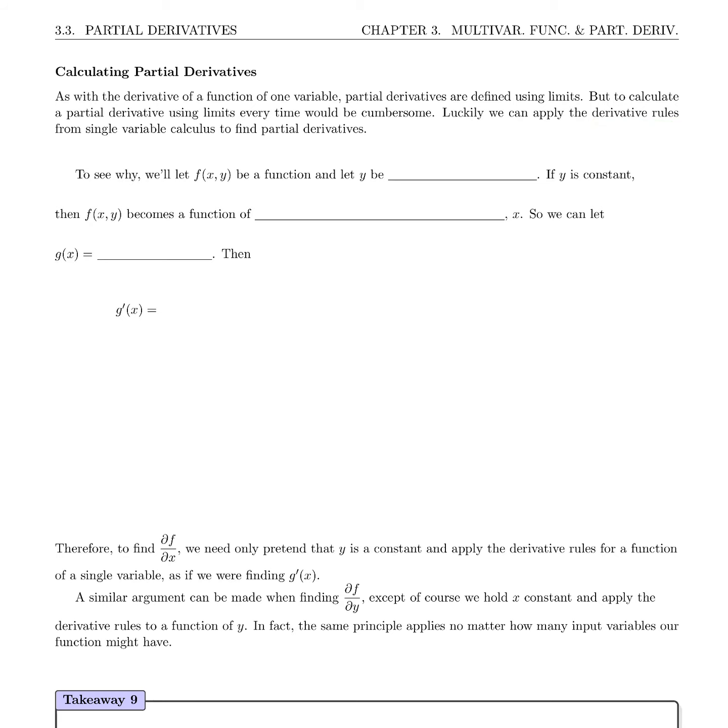To see why this is true, we're going to let f(x, y) be a function, and we're going to let y be held fixed. So if y is a constant, then f(x, y) becomes a function of a single variable, x. If y is not changing, x is the only variable. So we can let g(x) be the function f(x, y) with some constant value y.